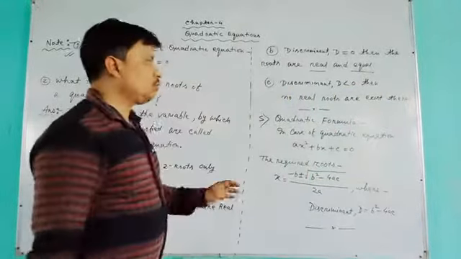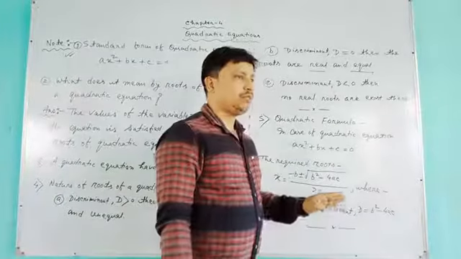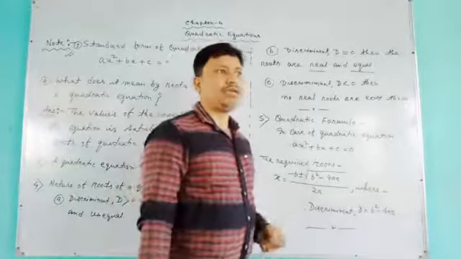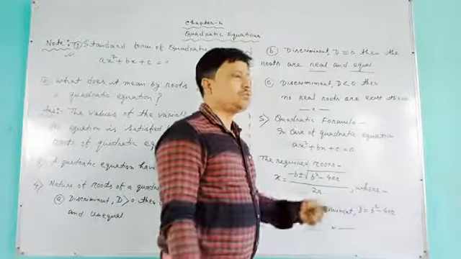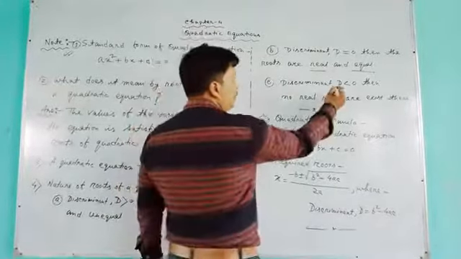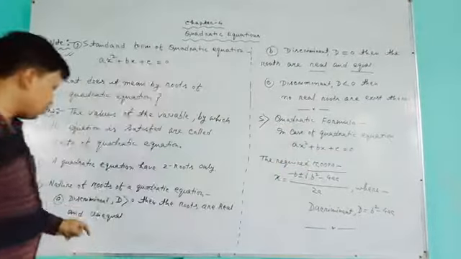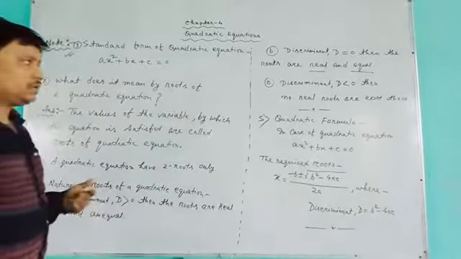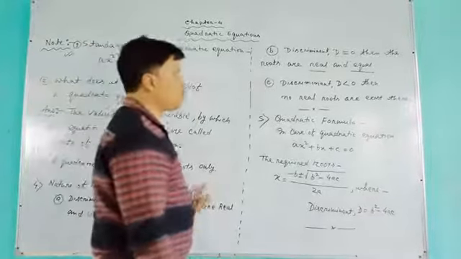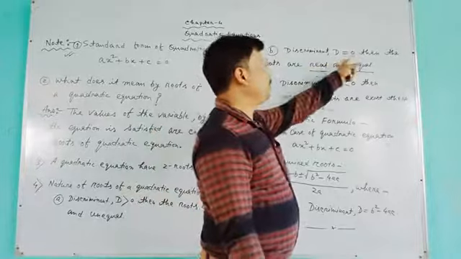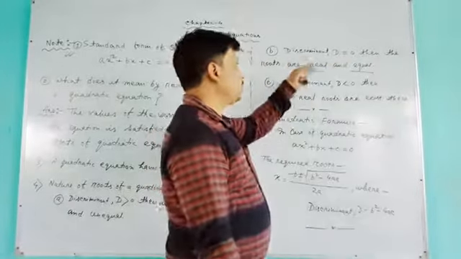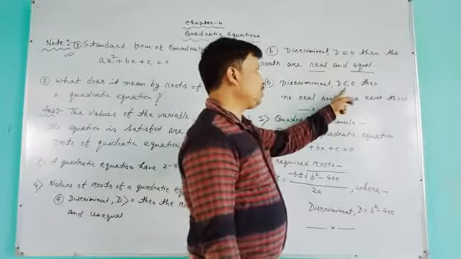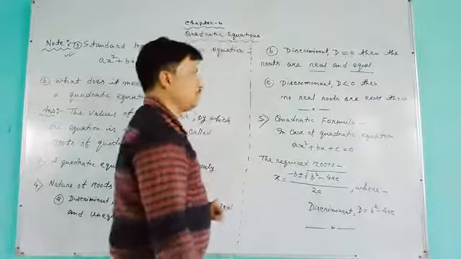That means no real roots exist; there are imaginary roots, some imaginary numbers. So first of all, we should know that D bigger than 0 means the D value is a positive number. D value equal to 0 means the discriminant value is equal to 0, then the roots are real and equal. D value less than 0 means a negative number.